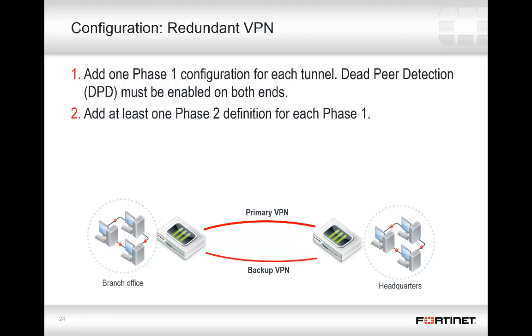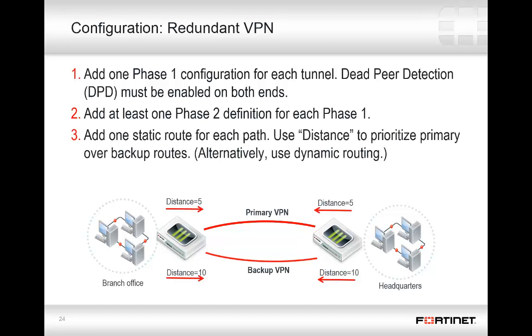Because they are interface-based VPNs, we must add at least one static route per VPN. Routes for the primary VPN must have a smaller distance than the backup. This causes FortiGate to use the primary VPN while it's available. If the primary VPN fails, then FortiGate automatically adds the backup routes, which have a slightly larger distance and wouldn't otherwise be used, to the routing table. Alternatively, by the way, we could use a dynamic routing protocol such as OSPF or BGP.